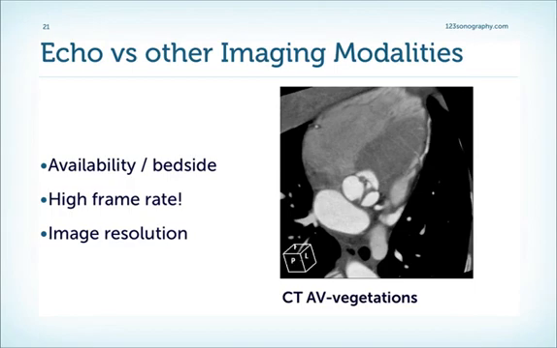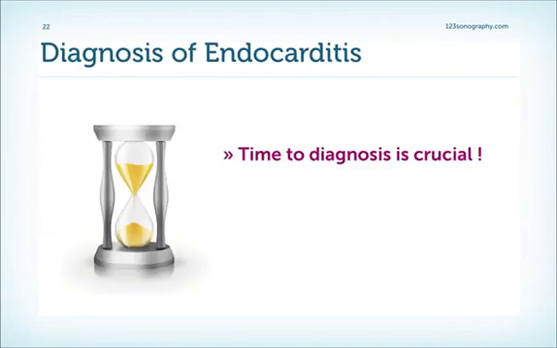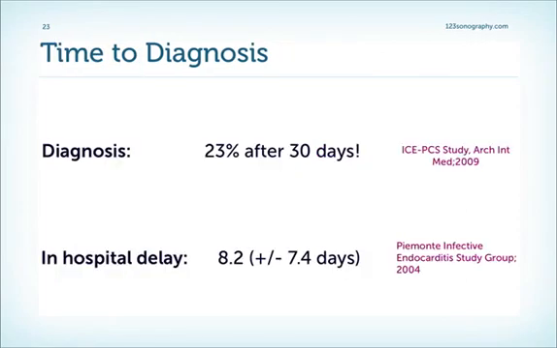And finally, the image resolution is also not comparable to that of echocardiography. But here's an example of a CT where we nicely see vegetations on the aortic valve. I already mentioned the fact that time to diagnosis is crucial for the prognosis of the patient. And therefore it's very important to refer the patients early to echocardiography.